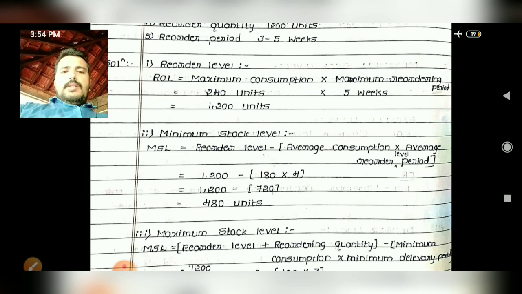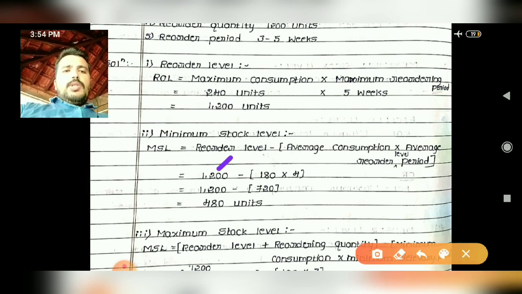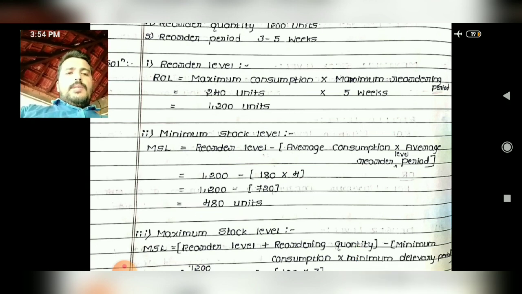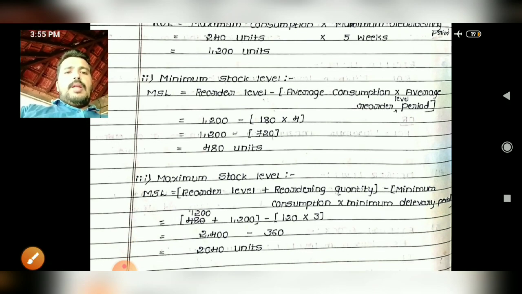Like this way, 1200 minus 180 into 4 weeks. So 180 into 4 you have to do, that is 720, then out of 1200 you have to deduct that 720, then you will get the answer, that is 480 units. Okay, so next let us move on to the next formula.